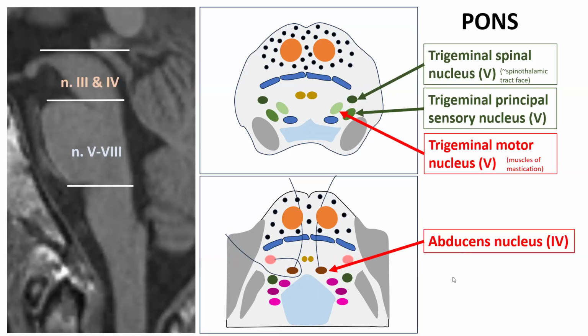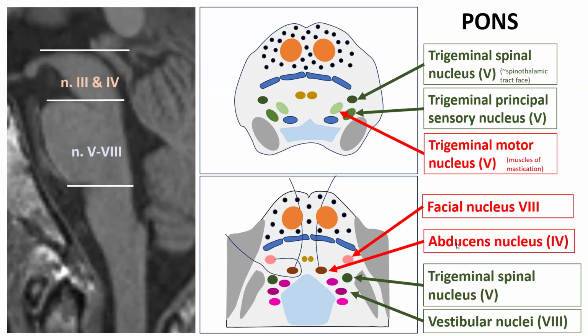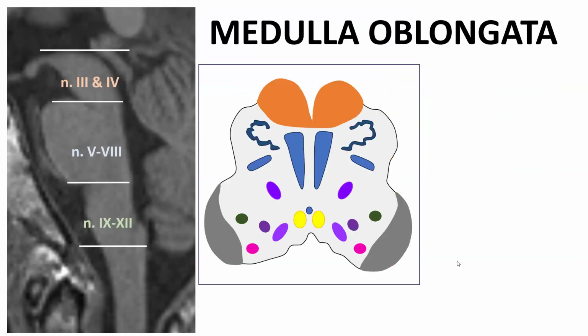The abducens nucleus is responsible for the innervation of the lateral rectus muscle, and here is the nucleus of the facial nerve. Then also found in the lower pons are the vestibular nuclei and the cochlear nuclei, not visible on this slide, and we still have the trigeminal spinal nucleus because that's a very extensive nucleus extending all the way to the upper spinal cord.